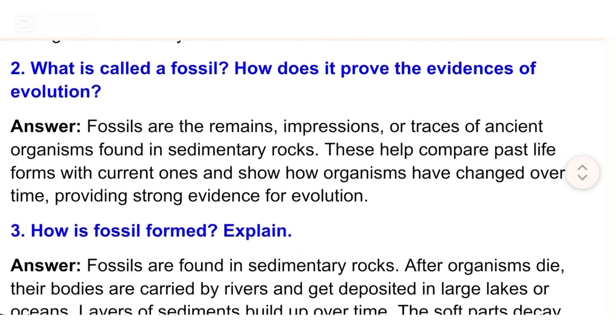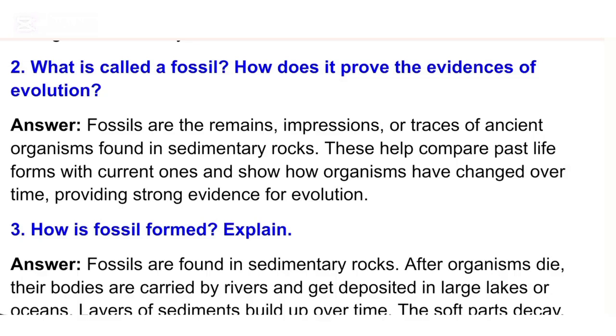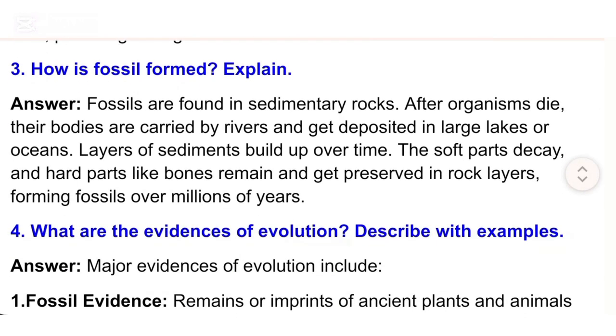2. What is called a fossil? How does it prove the evidences of evolution? Answer. Fossils are the remains, impressions, or traces of ancient organisms found in sedimentary rocks. These help compare past life forms with current ones and show how organisms have changed over time, providing strong evidence for evolution.